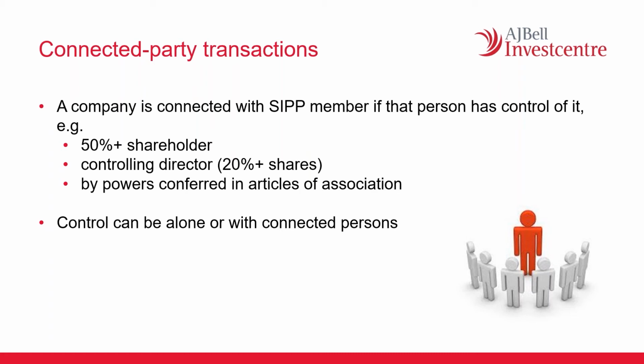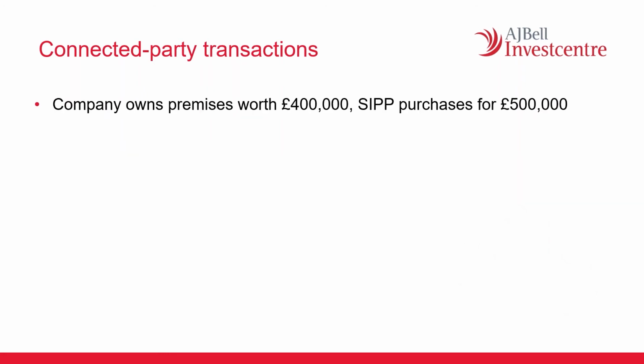So we know that, if it is a connected party transaction, we need to make sure that things are commercial. We need to have the evidence for it, because otherwise, we may get into a situation with unauthorised payments. And so here are some examples of where more care is needed.